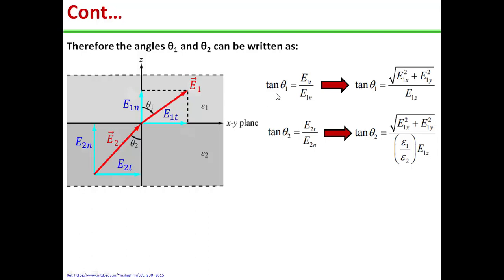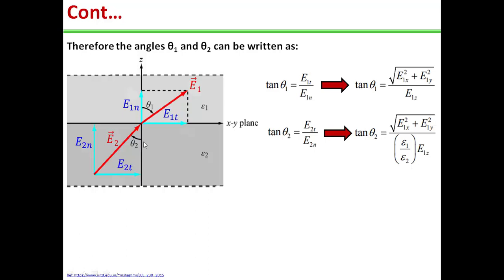So we can write tan theta 1 is equal to E1t divided by E1n, and we have already calculated E1t is equal to square root of E1x square plus E1y square. So tan theta 1 is equal to square root of E1x square plus E1y square divided by E1z, whereas tan theta 2 can be written as follows. This is theta 2. For this theta 2, this is the perpendicular and this is the base.